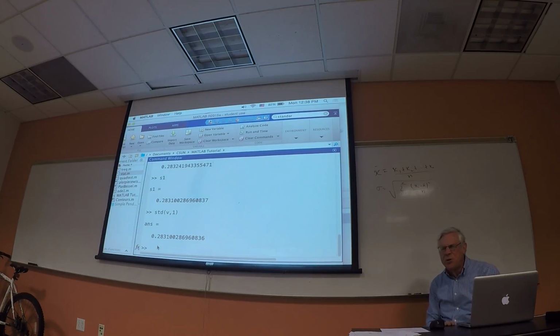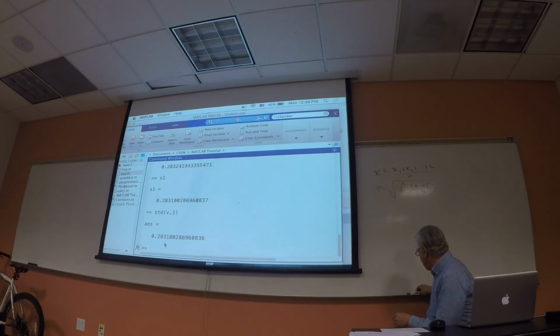This happens more in special functions. If you did anything with Fourier transforms in signal processing, some people use a 1 over 2 pi, some people use a square root of 2 pi. So you have to be careful about that. Okay, now the next one is going to be interesting.